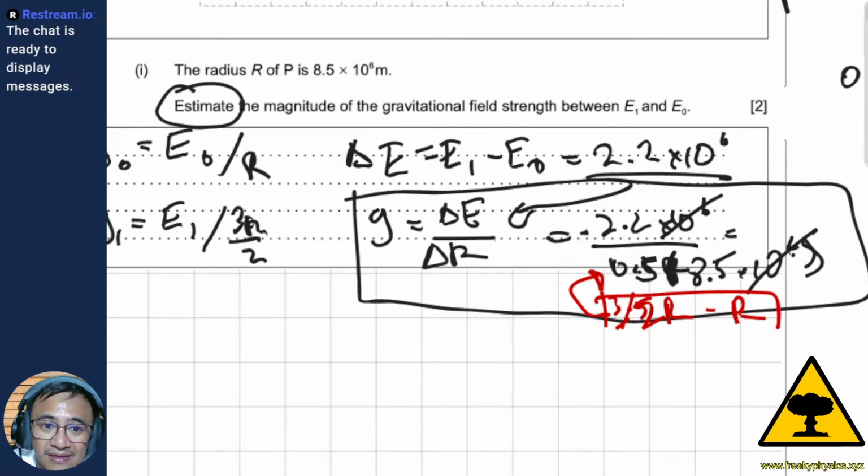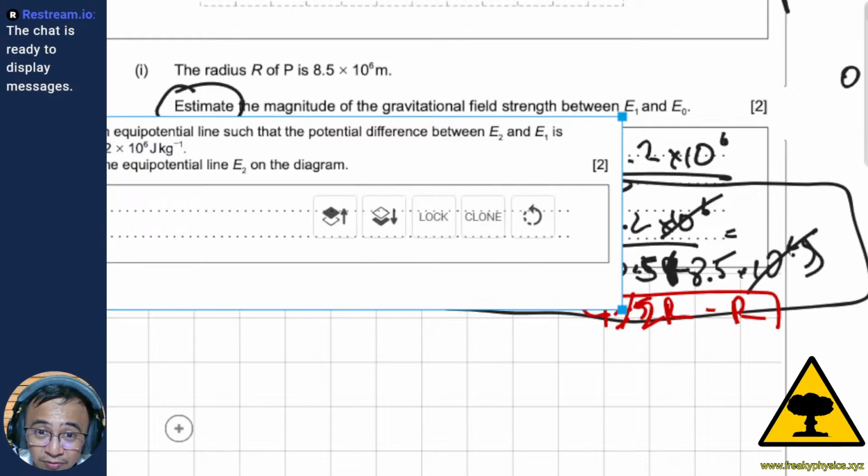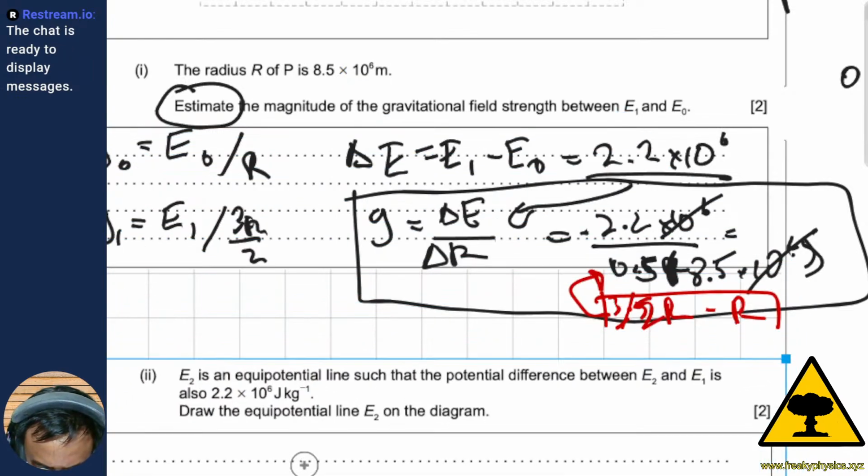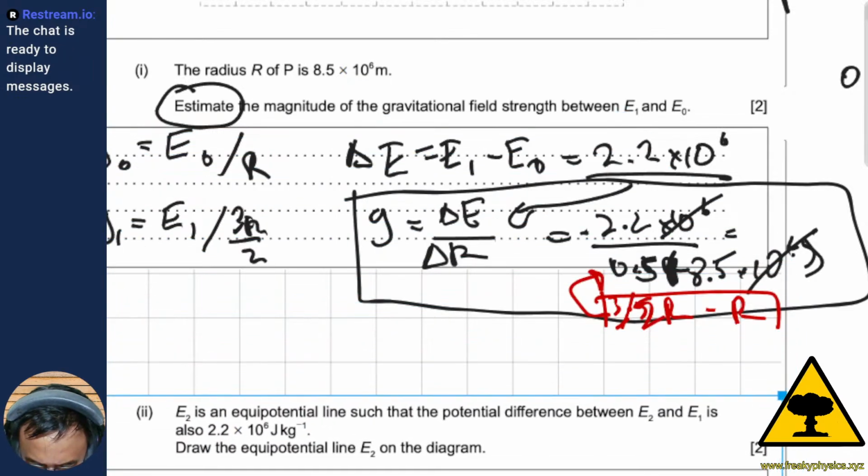All right. Okay. Then we have a second problem still related to this problem here. Now you have another equipotential line, E2, so that the potential difference between E2 and E1 is also 2.2 times 10 to the 6 joules per kilogram. So draw the equipotential line E2 on the diagram.